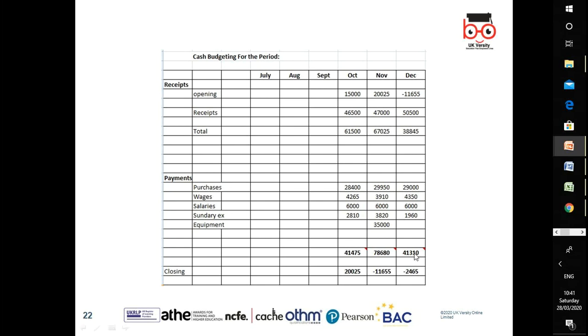Then we look at December as well, yes. And in December we still have a negative, but it's a reducing negative now. So this way we need to manage our cash. This is called cash forecast and cash budget.